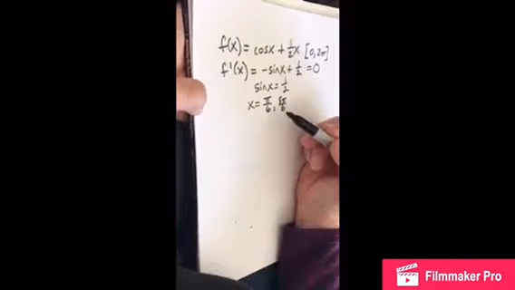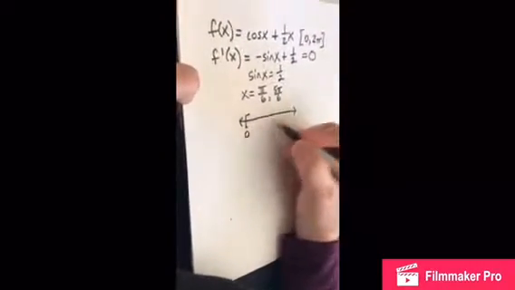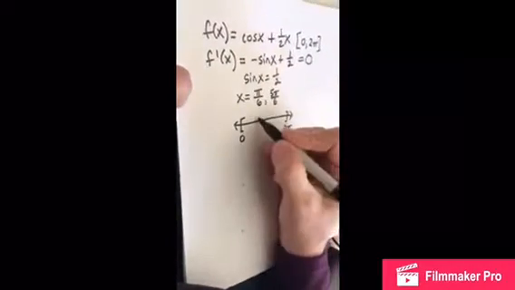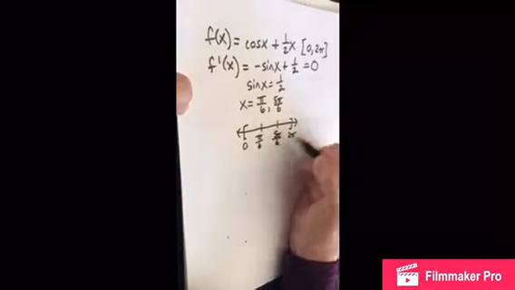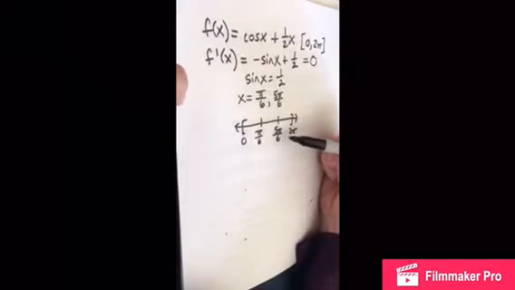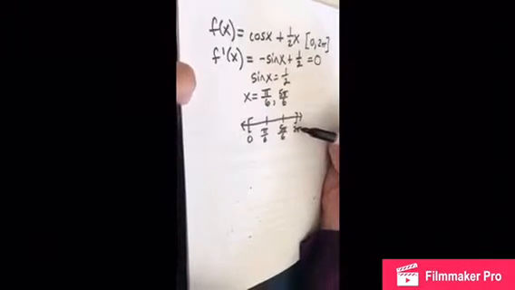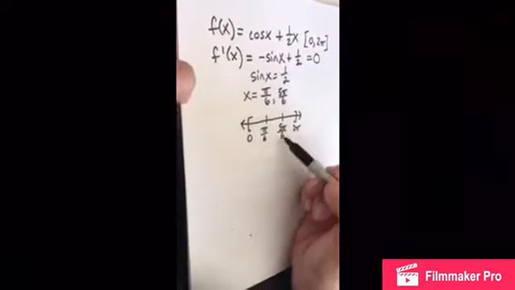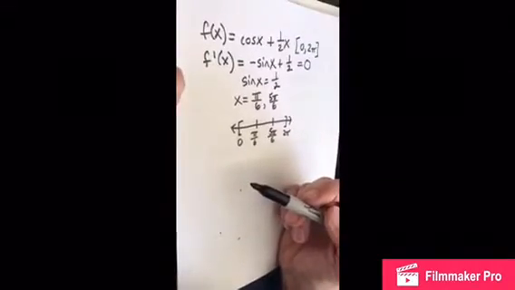Okay, so you're going to put these on the number line. Again, we're only going from 0 to 2 pi. We're going to pi over 6 and 5 pi over 6. And we're going to test our values. If you want to get decimal approximations for these, that's fine. Or you can just plug them in as pi over 6 and 5 pi over 6 values that are in between. That's fine too.